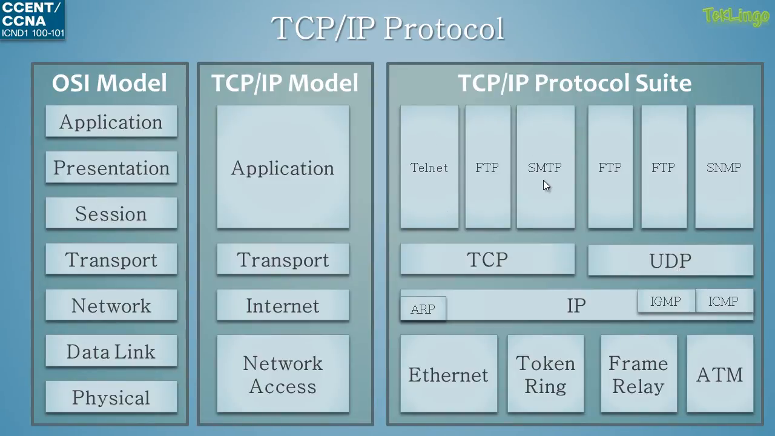In the application layer of the TCP/IP model, you have different protocols that make up the application. Things such as Telnet, FTP, SMTP, DNS, RIP, and SNMP. These are the protocols that start the whole network communication process.